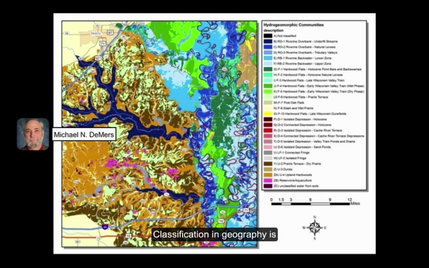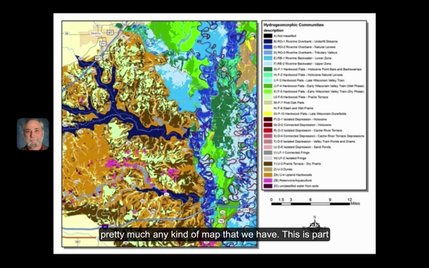Classification in geography is far more important than people give it credit for. The GIS is capable of classifying and indeed reclassifying pretty much any kind of map that we have. This is part of the aggregation algorithms in some cases, but in others it's simply a matter of selecting what categories we want to call what names. Now, the thing about classification is that once you impose a classification on a map, you limit the capabilities for analysis later on. So classification is really, really critical, and it's unfortunately understudied inside GIS.